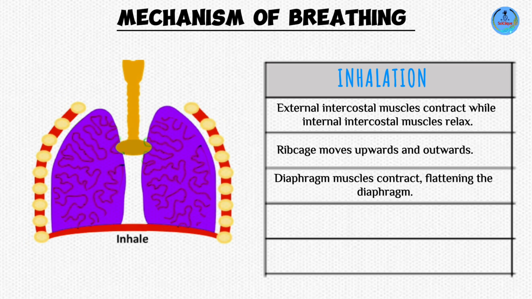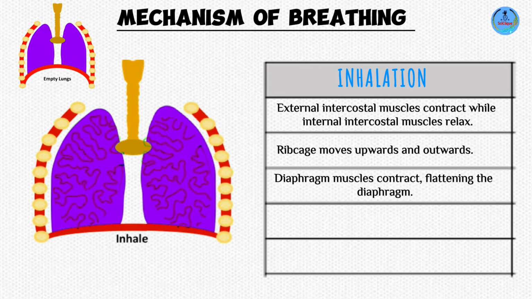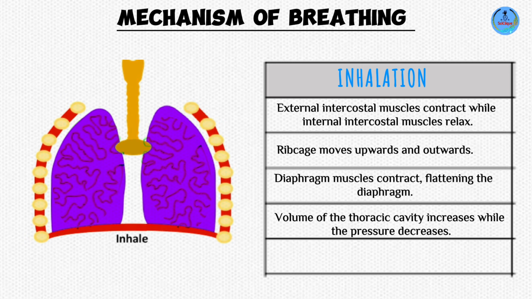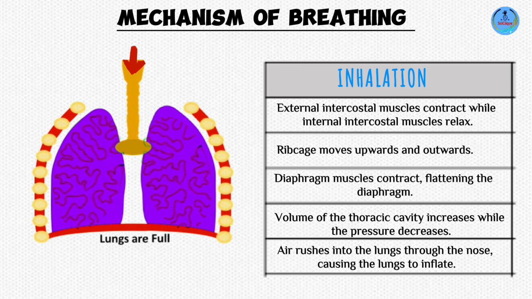Now, I want you to look at the thoracic cavity right now. This is how it was initially. This is how it is right now. Notice the changes in volume. So the volume of the thoracic cavity increases. If the volume increases, what happens to the pressure, class? It decreases. So the air pressure inside the thoracic cavity decreases. Now, if you have a difference in the air pressure inside and outside, nature will seek to equalize it. So when the air pressure inside the thoracic cavity decreases, air is going to rush into the lungs through the nose. This causes the lungs to inflate.